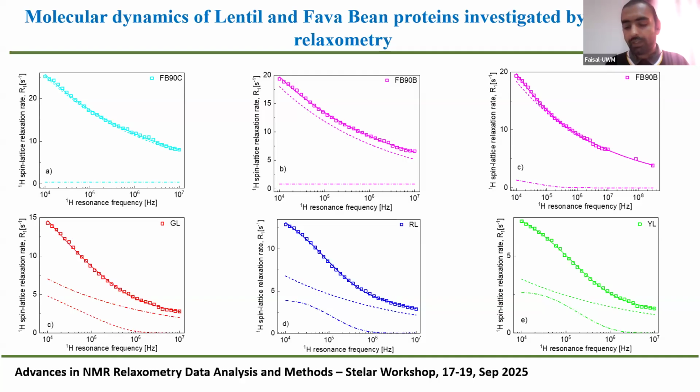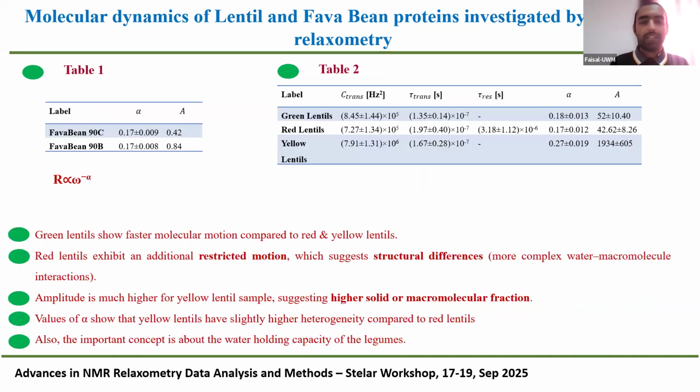So when we apply this model, we get these kinds of values, and you can see here in table 1 and table 2, we got the values of the power law and also the 2D translational diffusion. Here I already said that the power law basically depends on how our relaxation rate is dependent on the frequency, how strongly it depends on the frequency.